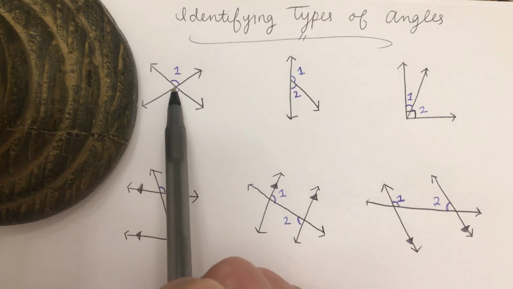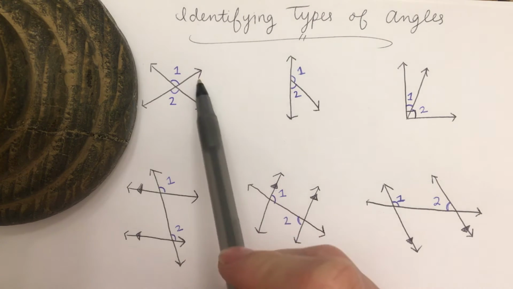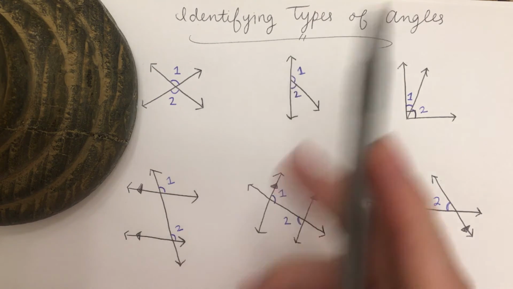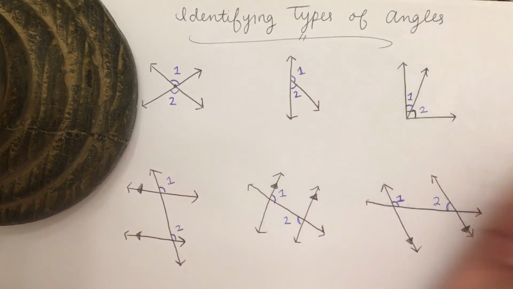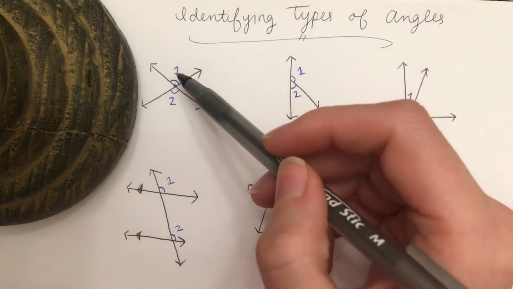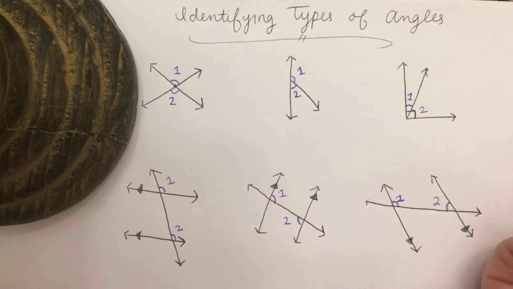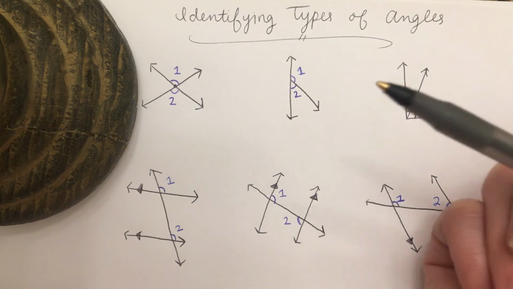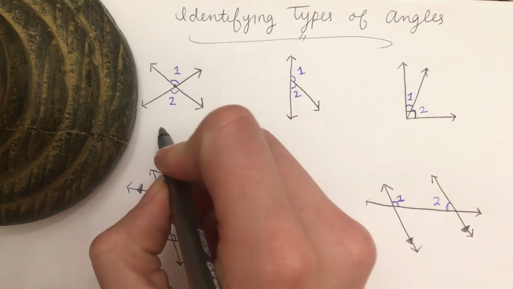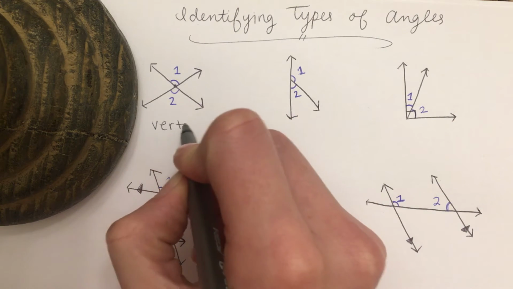If we take a look at the first one, up here we've got two intersecting lines, and so they're going to intersect at this middle point. And when we've got angles 1 and 2 labeled that are on opposite sides, or are across from one another, or are not next to one another, those are called vertical angles.